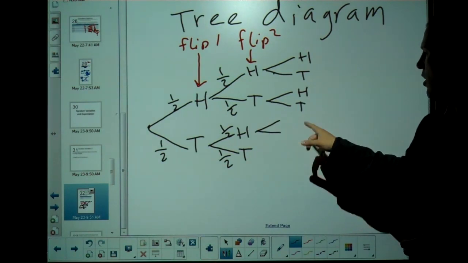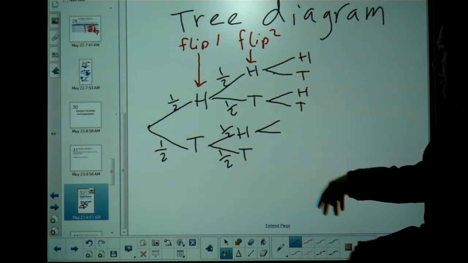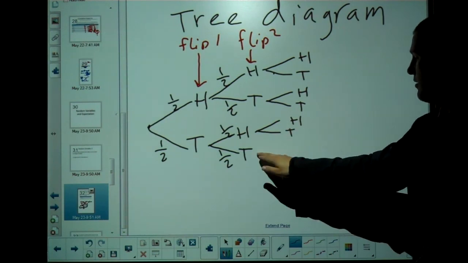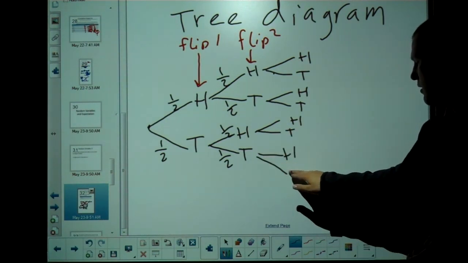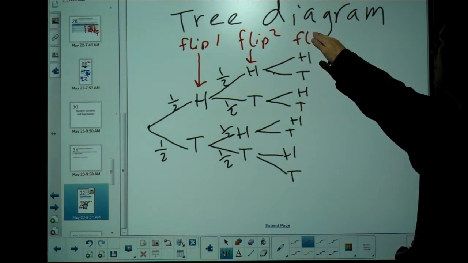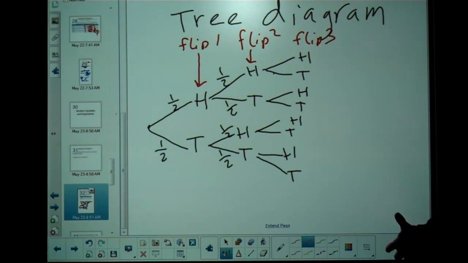And I'm going to add this for all of these branches. This is what they call a tree diagram. It's branching out as we go. Heads, tails, heads, tails. That was flip 3. All right, so the tree is growing exponentially.